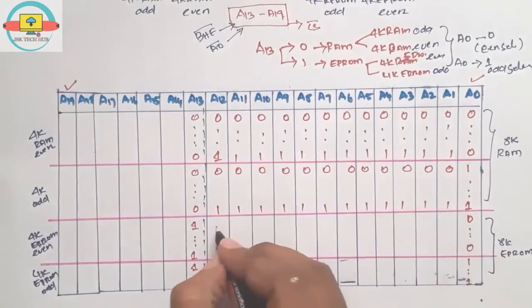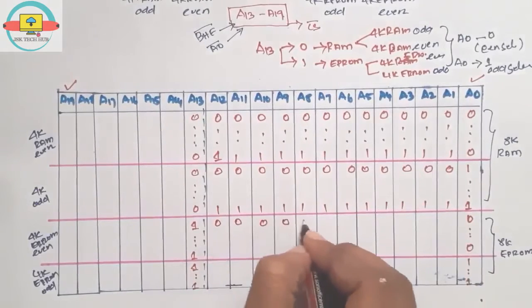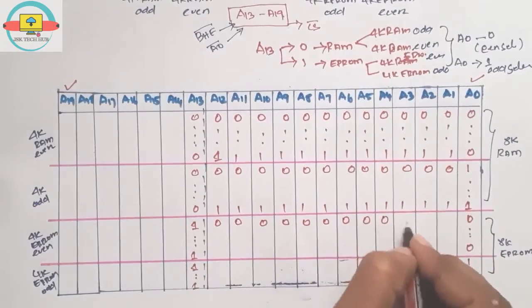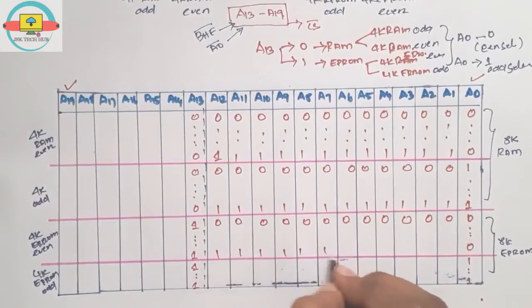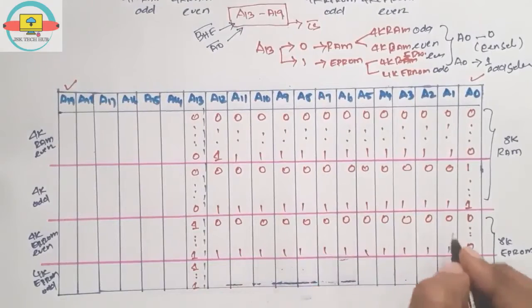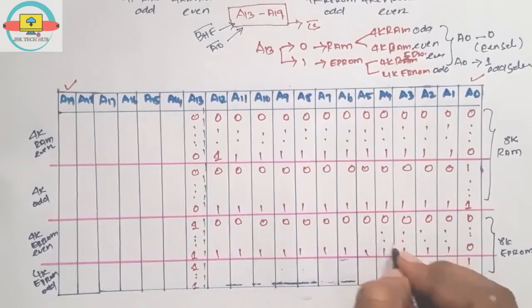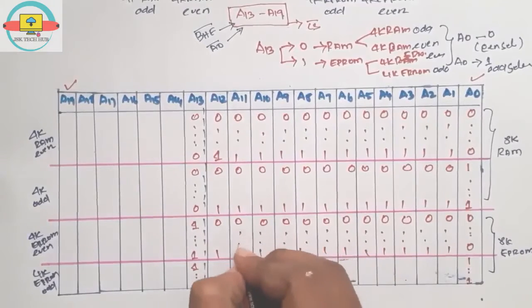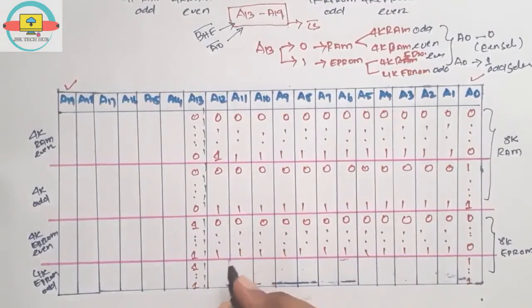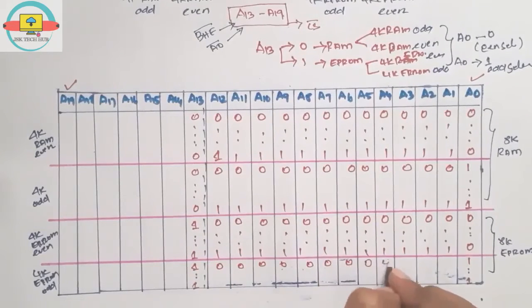Similarly, we follow the same for the EEPROM, starting from 0 0 0 0 0 0 0 0 and ending with 1 1 1 1 1 1 1. Then we fill the remaining values. Similarly, for the odd bank we also start from 0 0. The only difference is that the A0 value here is 1. Then it ends with 1 1 1 1 1 1 1 1 1 1.